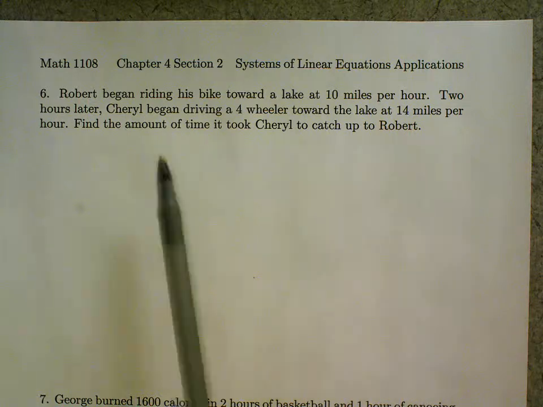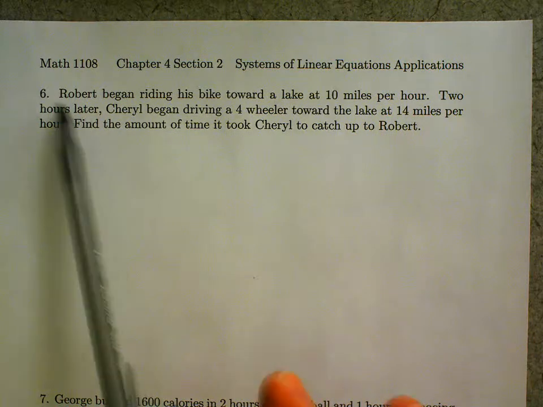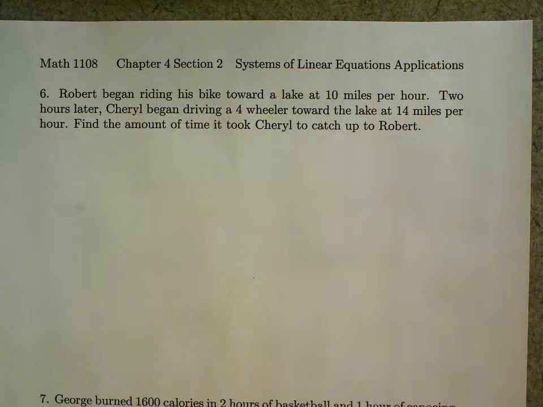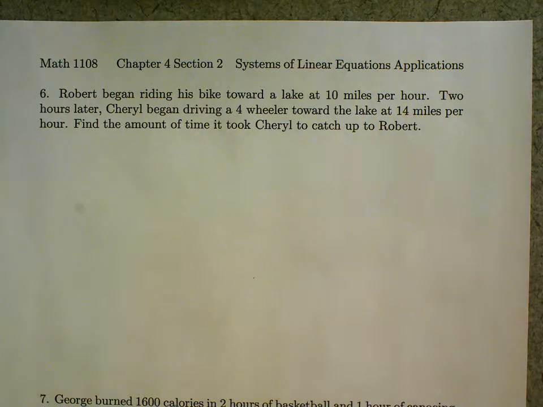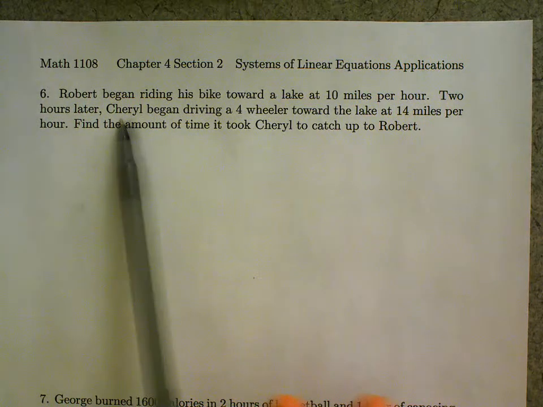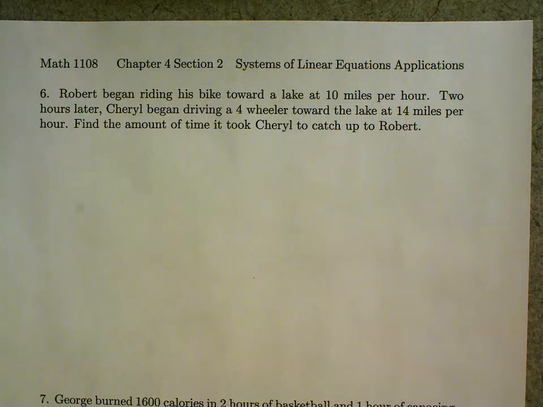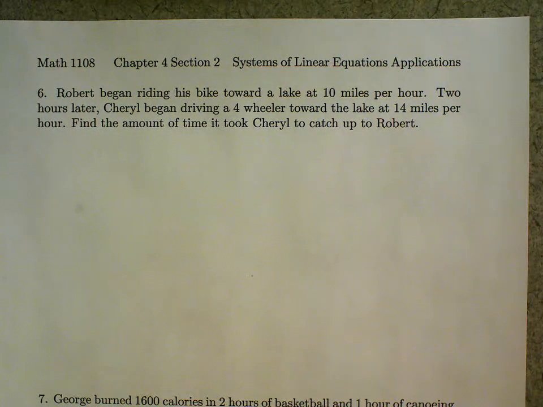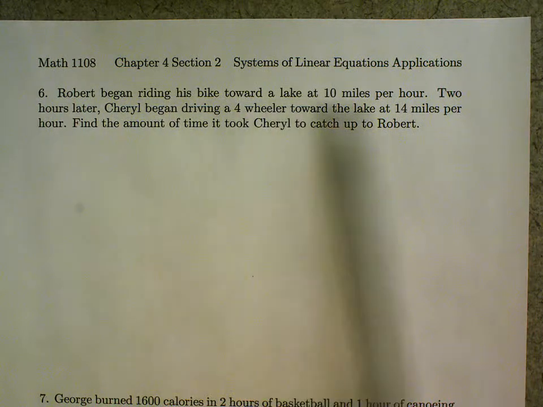Well, at the instant that Cheryl catches up to Robert, we know that Robert was riding his bike for 2 hours longer than Cheryl was driving the four-wheeler, right? We're told that 2 hours later, Cheryl began driving a four-wheeler toward the lake at 14 miles per hour. So the amount of time Cheryl drove the four-wheeler is 2 hours more than the amount of time that Robert rode his bicycle.